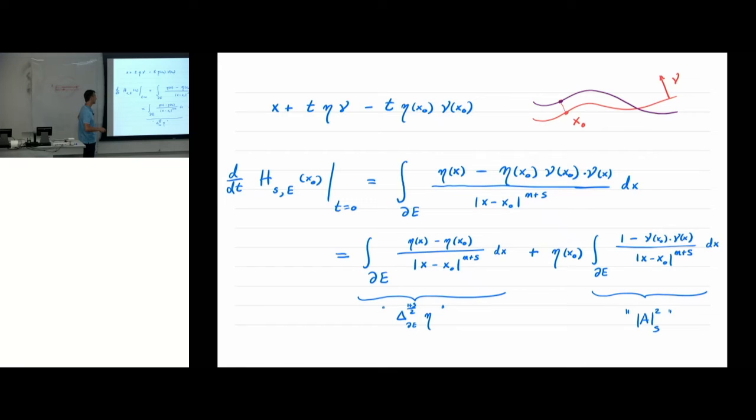What you get is an integral over the boundary of phi of eta of x minus eta of x0 divided by |x minus x0| to the n plus s dx. This is like a fractional Laplace of eta on the surface. I still measure the distance in R^n, as a straight line, but otherwise it really looks like the fractional Laplace. And then I have this plus eta evaluated at x0 times this quantity, which is always positive: 1 minus nu of x0 dot nu of x, divided by |x minus x0|.